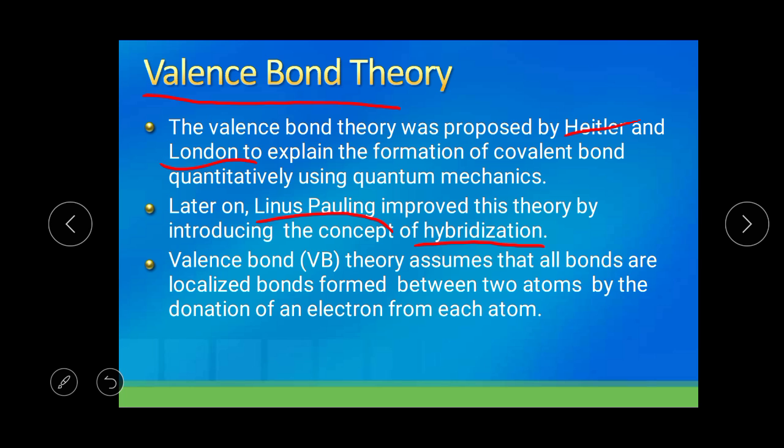So there are several assumptions in the VB theory. Those are: all bonds are localized bonds formed between two atoms by the donation of an electron from each atom. For example, for the bond formation, each atom will donate one electron. If you take hydrogen having 1s1, another hydrogen having 1s1, this one electron will be donated by each atom. This is the first assumption.